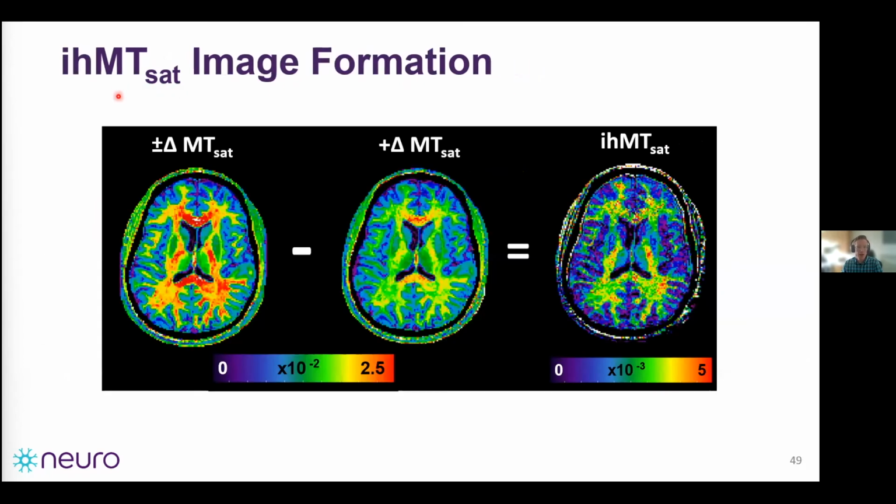And then our ihMT-SAT metric is simply the subtraction of the two images, and we see this value. It is a little bit noisier, so the increased specificity comes at a cost, but it can be quite useful if we're trying to disentangle contributions from proteins, myelin, and iron content in the brain.